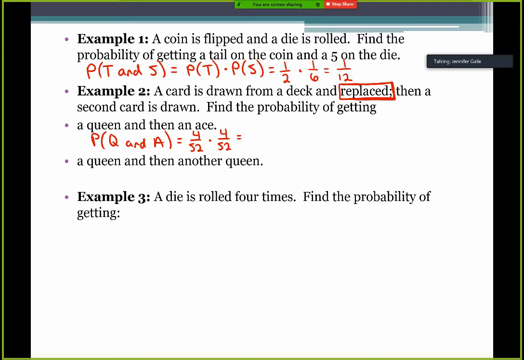So if you refer back to your notes, you might see 1 out of 13 and be like, wait a minute, how did I get 1 out of 13? Why is it out of 13? There's 52 cards in the deck.